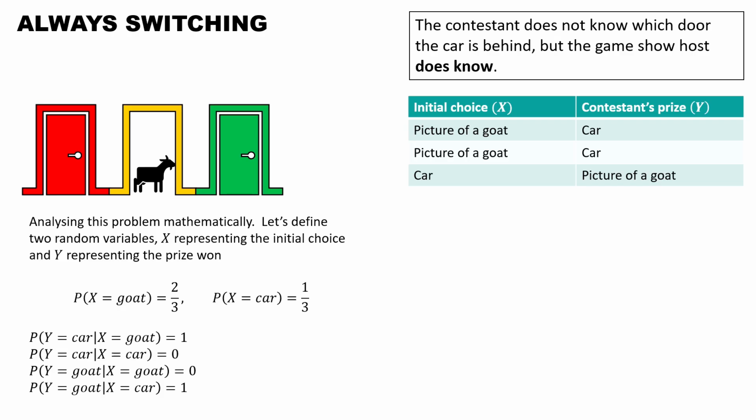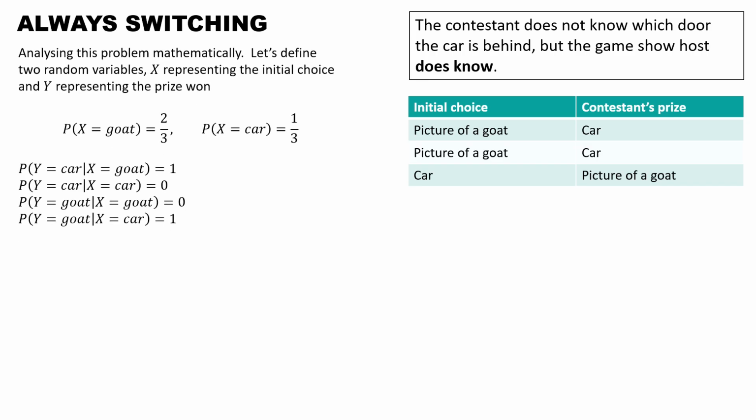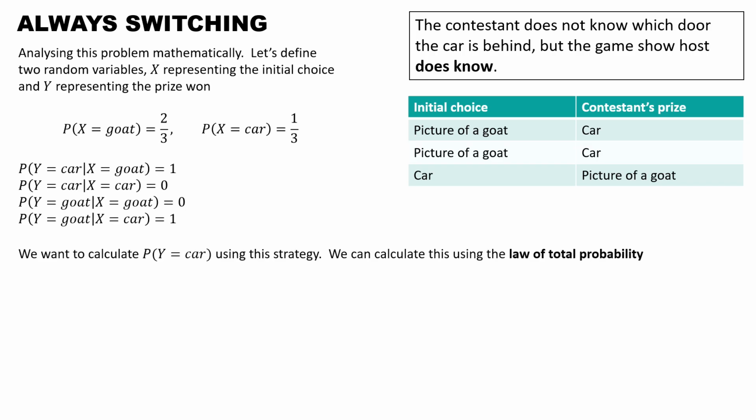Now what we want to calculate is, based on this strategy, what is the probability of winning a car? In other words, what is the probability that y is equal to a car? Now in order to calculate this, we're going to need to appeal to the law of total probability. That is, we're going to need to add together all of the joint probabilities where the prize is a car. So in other words, we need to know the probability that the prize is a car and the initial choice was a car, and we need to add that to the probability that the prize is a car and the initial choice is a goat.